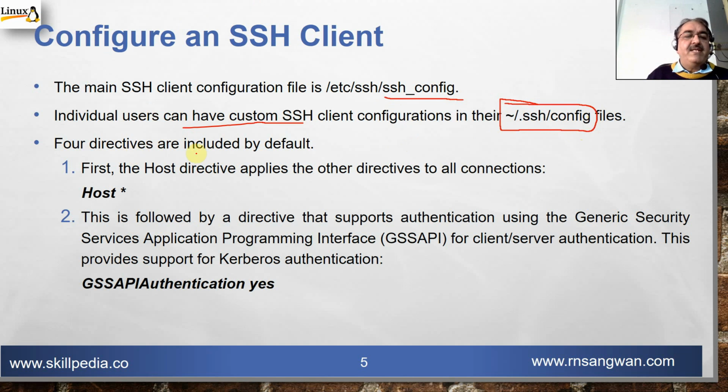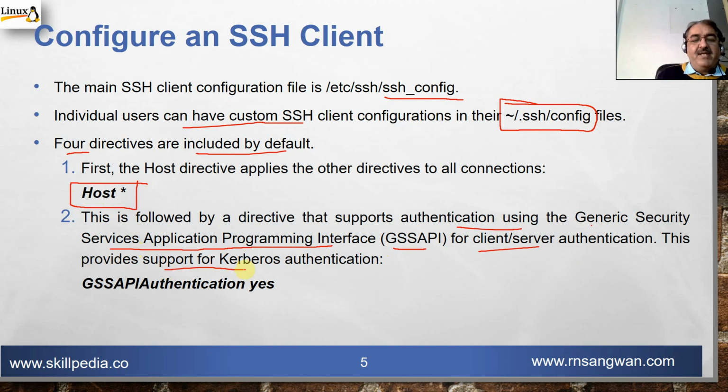For directives that are included by default, 4 directives are included. First is Host, to which hosts you will be allowed to connect as a client. Host * means you can connect to all systems. This is followed by a directive that supports authentication using the Generic Security Services Application Programming Interface, GSSAPI, for client server authentication, and this also provides support for Kerberos authentication. GSSAPIAuthentication value is yes.